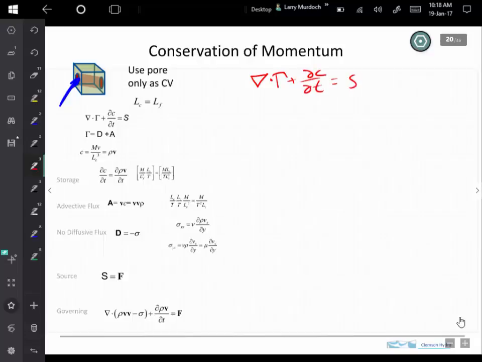So that's our basic conservation equation. And momentum is mass times velocity. So C will be mass times velocity per volume. And the mass and the volume, we can combine those two and make it density times velocity. Okay? So that's C. And then we need to have these three terms: the storage term, the divergence of the flux term, and the source term.